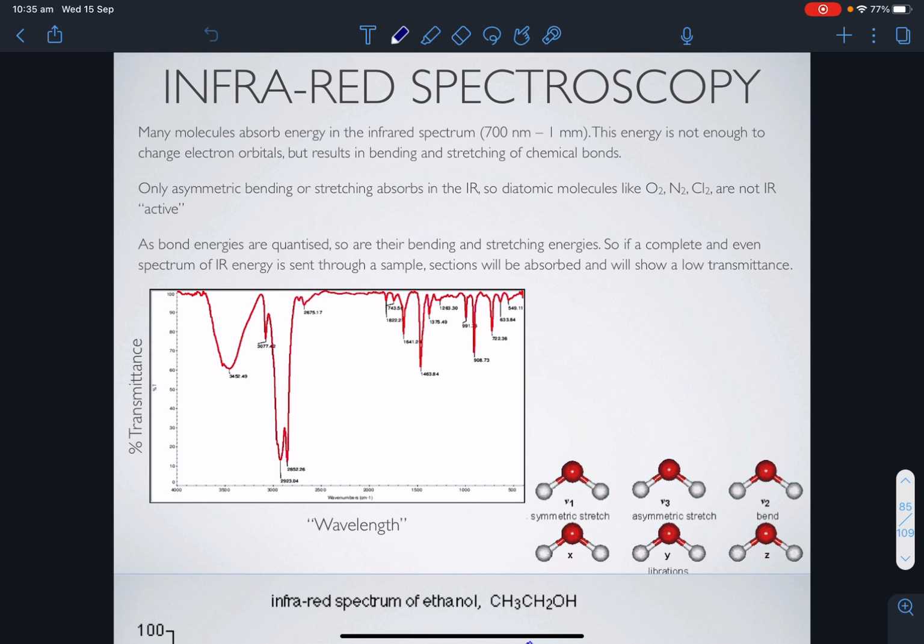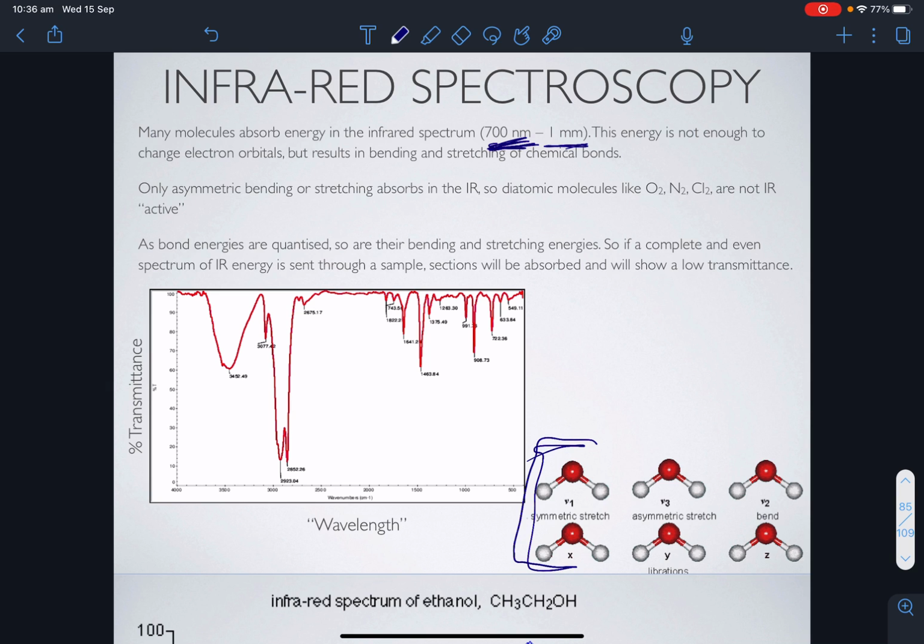Okay, in this video we're going to look at infrared spectroscopy, or IR spectroscopy as it's commonly called. The range of the spectrum that we're looking at for infrared is from below our visible red to longer wavelengths, up to 1 millimeter. Remember, this low energy is not enough to change electron orbitals, so it's not enough to promote electrons to higher orbitals. It results in bending and stretching of chemical bonds.